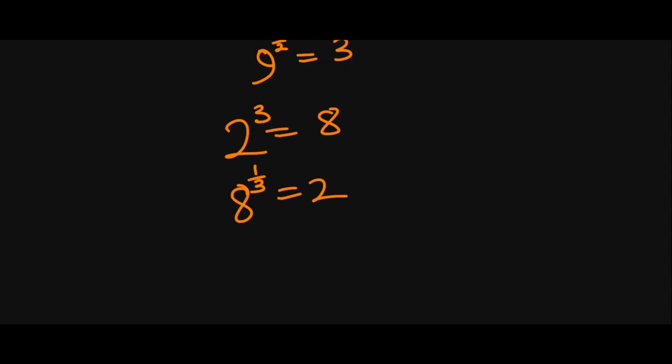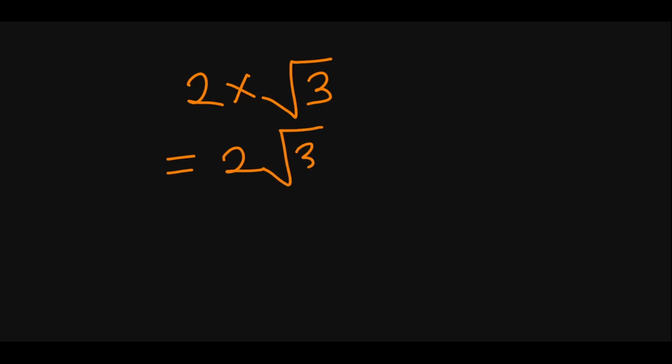Let us now talk about the properties or the characteristics of roots and how you can use this to your advantage when you want to simplify them. The first thing we will talk about here is that if we had 2 times root 3, for instance, we can go ahead to say that this is 2 root 3. We remove the multiplication sign. Why are we doing this?